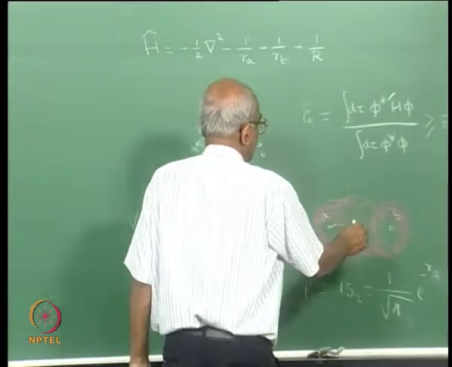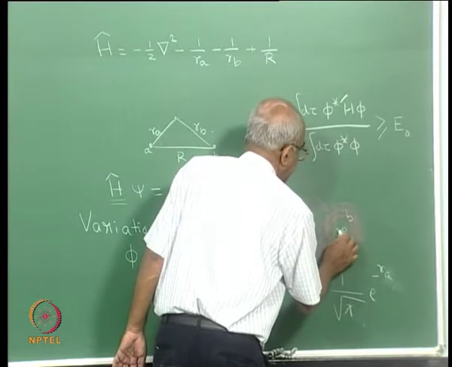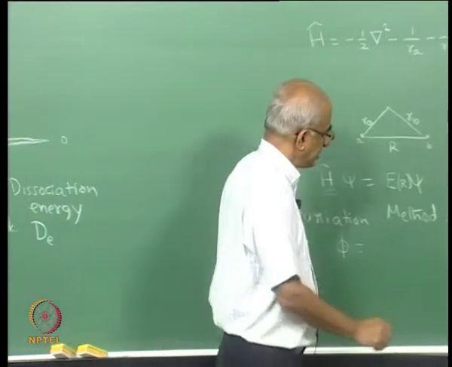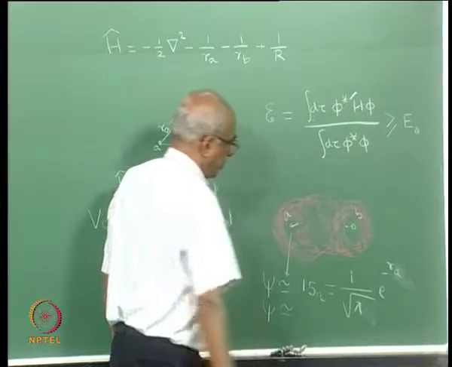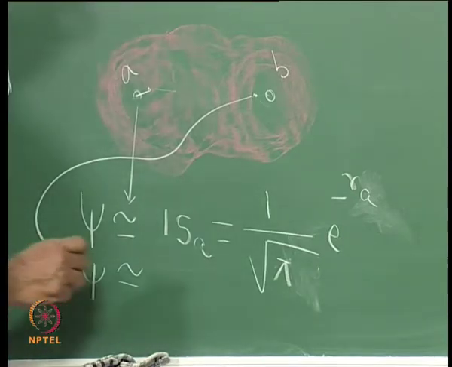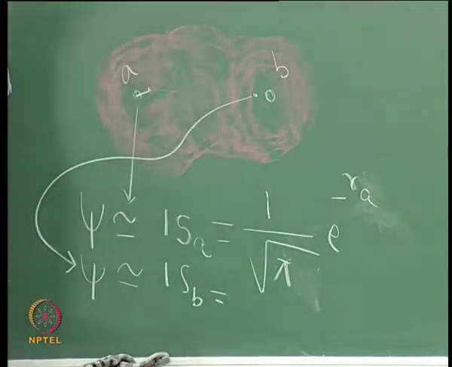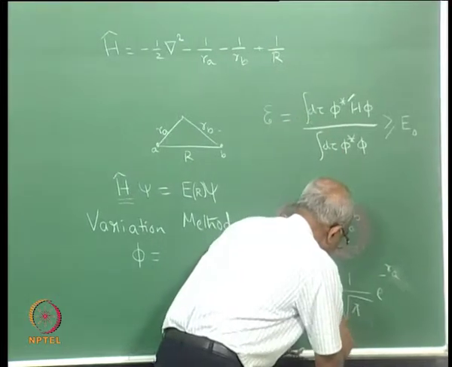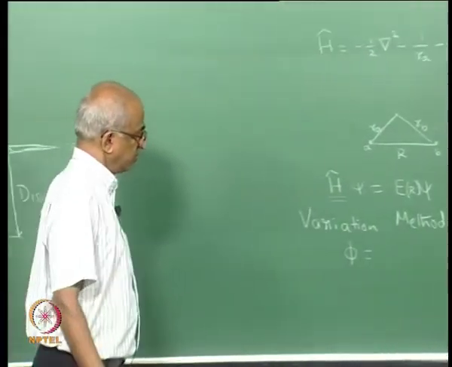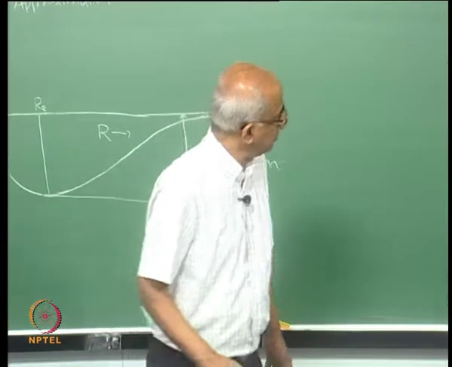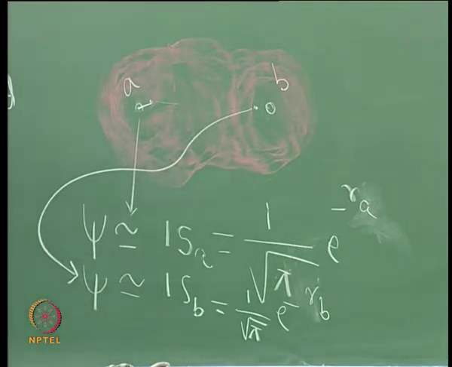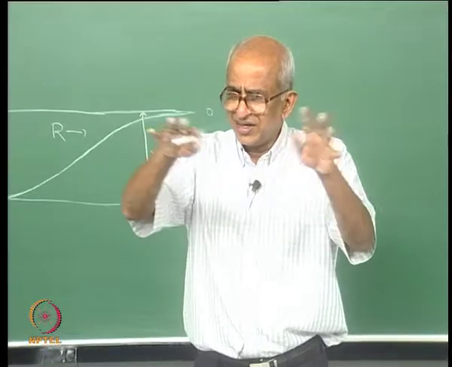Similarly, if you are thinking of the region very close to nucleus B, suppose you think of a point somewhere here, what should be the expression for psi? Same kind of argument: in this region, psi should be approximately 1s B, where 1s B is an atomic orbital having its center on nucleus B, and its functional form will be 1 by square root of pi e to the power of minus R B. So, you can physically argue that near nucleus A the function should resemble 1s A, while near nucleus B the function should resemble 1s B, and therefore, what would be a suitable approximation for the entire wave function?